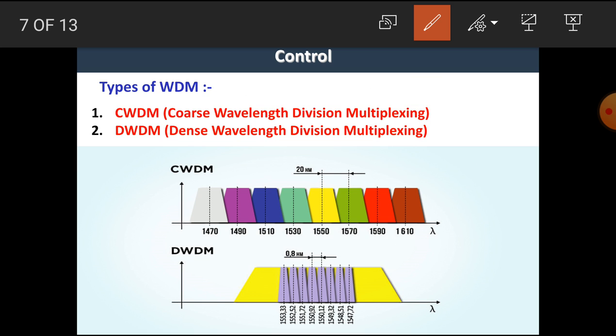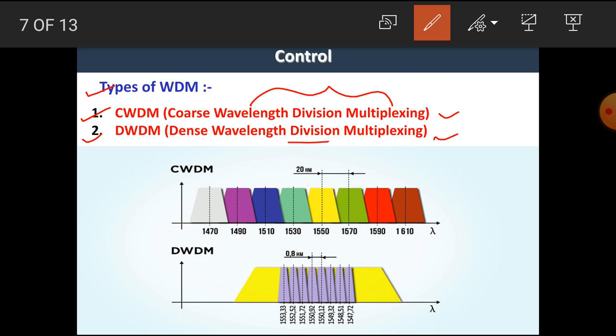Now, let's see the next point, types of WDM. There are mainly two types of WDM. First one is CWDM, that means coarse wavelength division multiplexing, and second one is DWDM, that means dense wavelength division multiplexing. In both the types, the wavelength division multiplexing is performed.